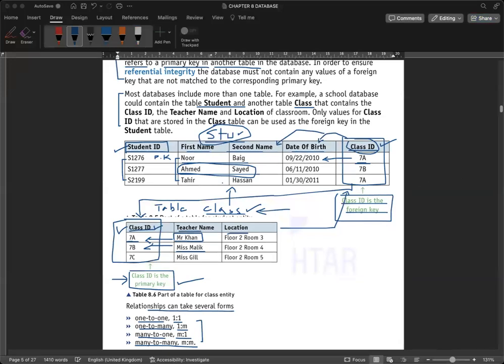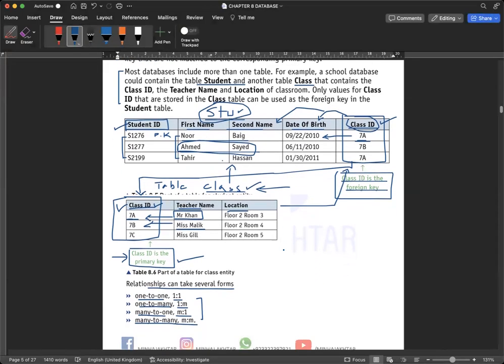Now, did you understand that in the relational table database, the class ID is a main foreign key which is connected with the class table? In this case, it's many to one because location, teacher name, everything is connected with the class ID. And class ID is the only key which is present in the above table. So these tables are connected with the help of class ID. This is the case of many to one.